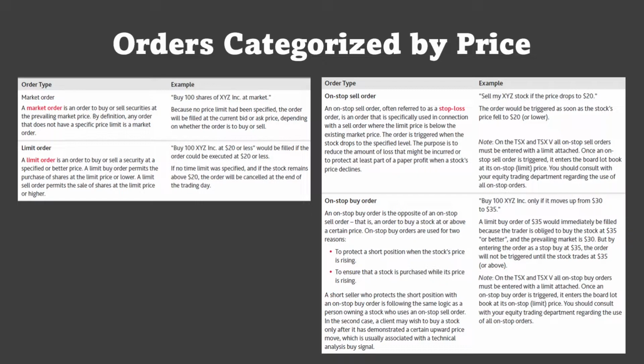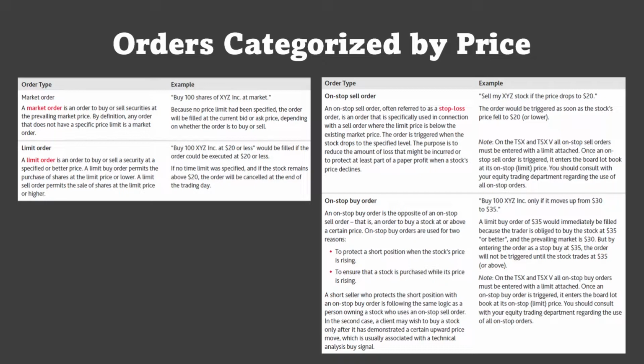For example, if the client says, sell my stock if the price drops to $20, then the order would be triggered as soon as the stock's price fell to $20 or lower. The purpose of the on-stop sell order is to reduce the amount of loss that might occur or to protect at least part of a paper profit when a stock's price declines.